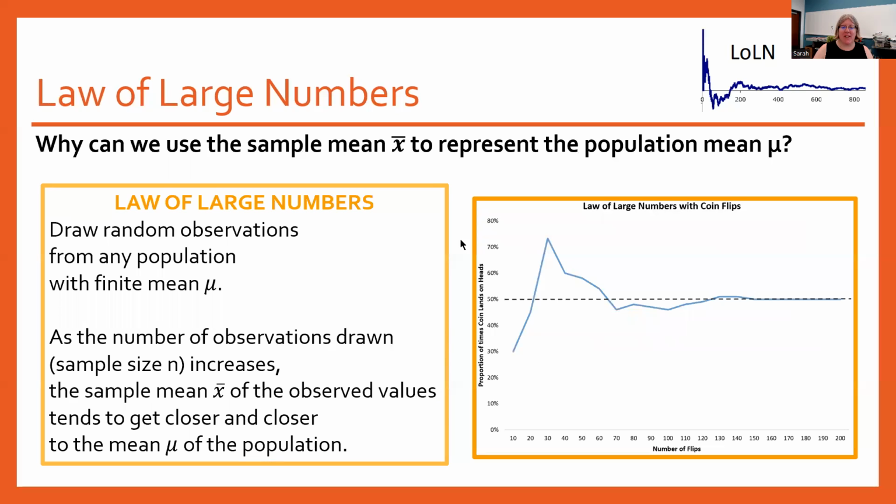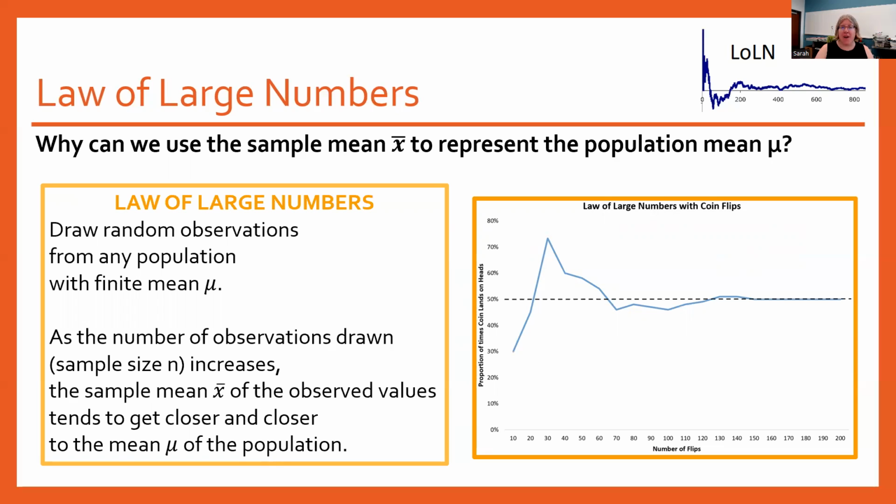Our formal definition for the law of large numbers is that if you draw random observations from any population with a finite mean mu, as the number of observations drawn, or as your sample size, increases, our sample mean x bar is going to get closer and closer to the population mean mu. Over on the right, you'll see a picture of a graph, and this is going to illustrate this law of large numbers for us.